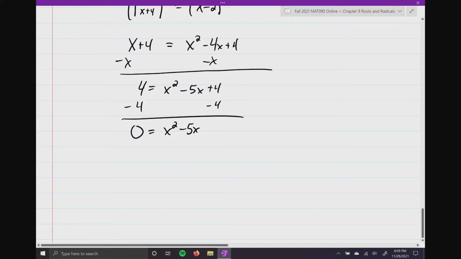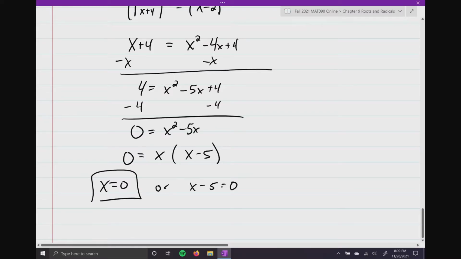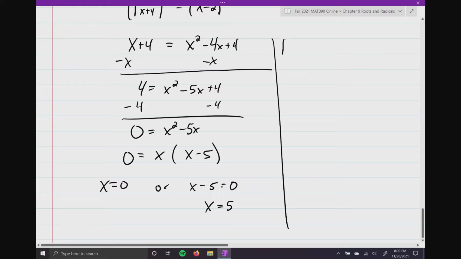Go ahead and factor. I got a GCF. 0 equals x times the quantity x minus 5. And then I just set each one of these equal to 0. Oh, I did it again. I got x equals 0 for one solution, or x equals positive 5 for the second. But I got to check myself. So I'm just going to rewrite the original problem. Square root of x plus 4 minus x plus 2 equals 0.